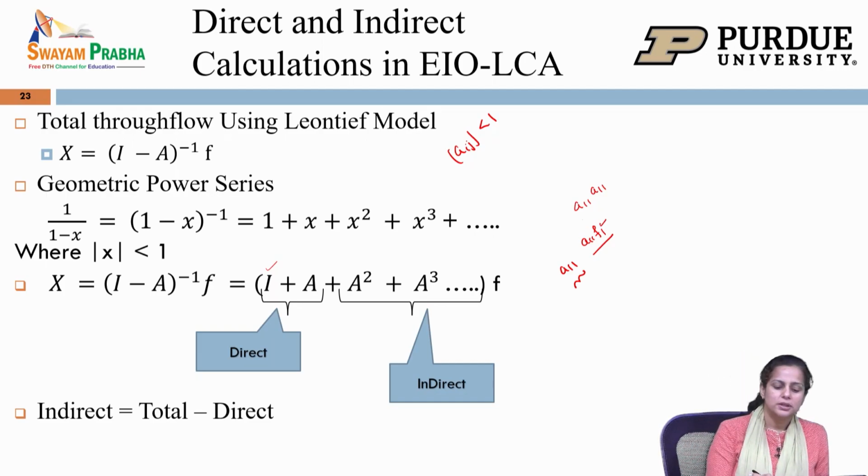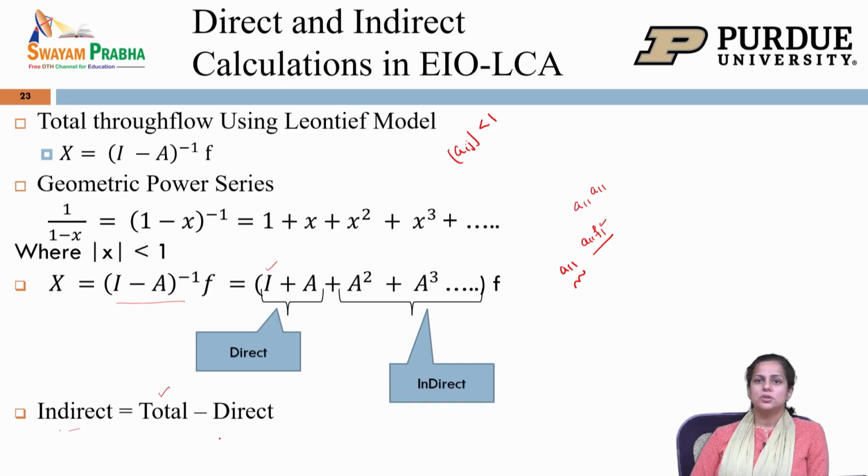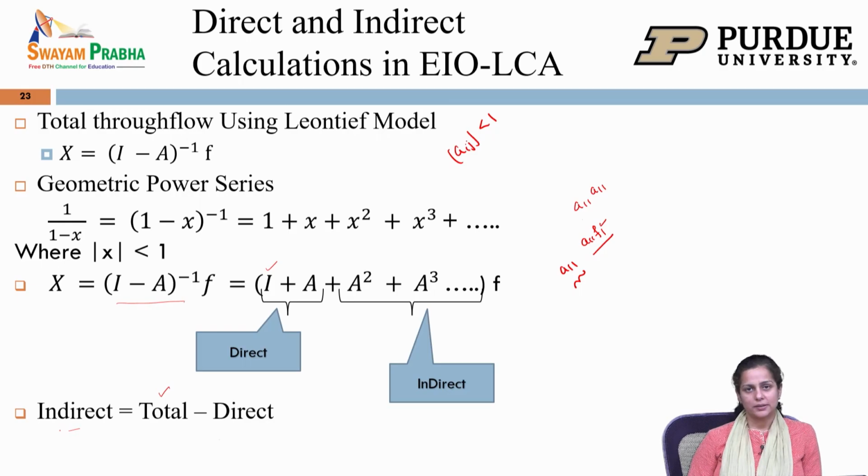So, we have the direct as I plus A, we can calculate the total as I minus A inverse, and the indirect is simply calculated as total minus direct impact. So, sometimes an LCA analyst would also want to know what is the direct impact of producing something in the economy and what are the indirect impacts.